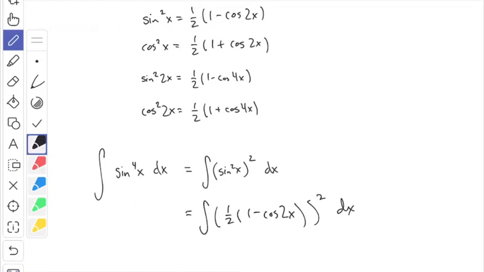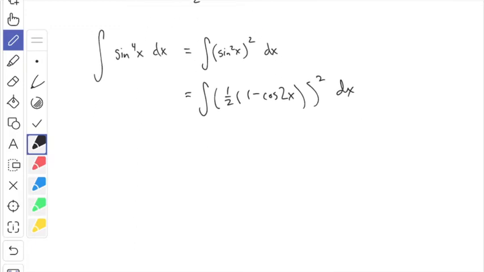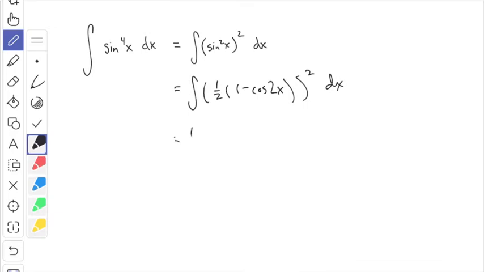And now this, how can we do the squaring in there? We can just do like the FOIL thing. You got to expand this squaring. First of all, the 1/2 gets squared and becomes a 1/4. And I'm just going to write that outside the integral because we might as well. And then what remains is 1 minus cosine 2x squared, right?